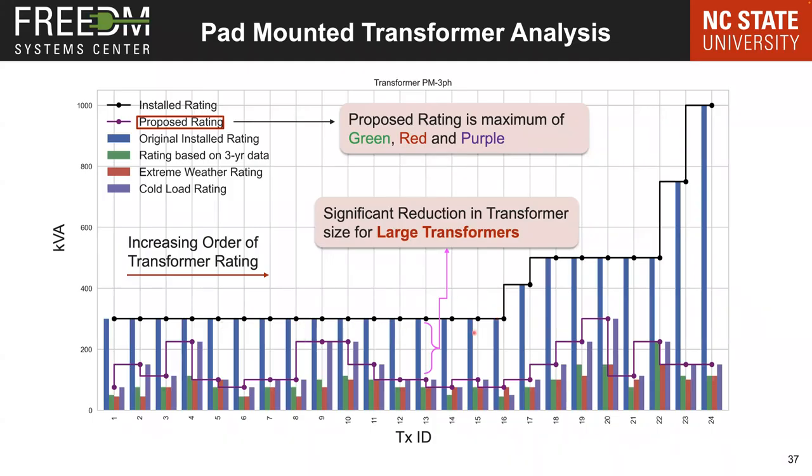You can see throughout for pad mounted transformers, these are really big transformers. The rating is about 225 kVA and can go as high as 1000 kVA. You can see there's a considerable reduction in the transformer size for these large transformers, and it becomes more pronounced when you go to really big transformers like 500 kVA and 750 kVA. You can see there's a huge reduction in the transformer size.